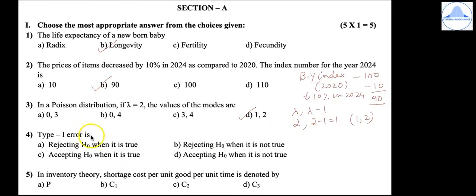Fourth one, type 1 error is first option, rejecting H0 when H0 is true. B, rejecting H0 when it is not true. C, accepting H0 when it is true. And D, accepting H0 when it is not true. So the correct option is rejecting H0 when it is true. Fifth one, in inventory theory, shortage cost per unit good per unit time is denoted by, the options are P, C1, C2 and C3. So the shortage cost is denoted by C2.